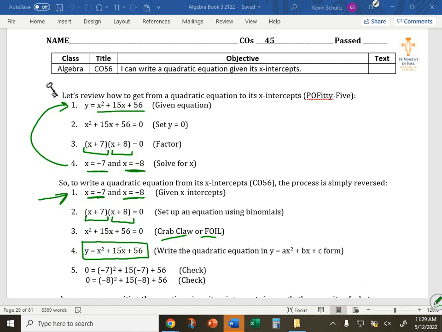Okay? So yesterday's skill was going from the equation to the x-intercepts. Today's skill is going from the x-intercepts back to that original equation. Right? And really the key to this is getting these two steps down here. Knowing what the x-intercepts are, what parentheses did those come from? Okay? So let's practice a little bit.